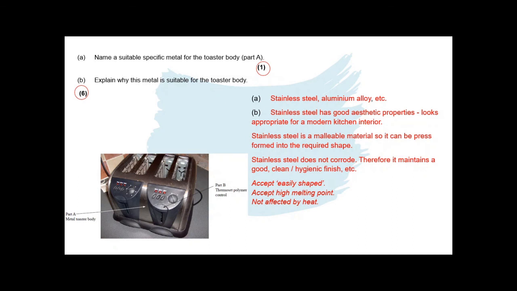Again, you probably could have said stainless steel. That's always a really good one for most things, and then aluminium alloy. Stainless steel has a good aesthetic look, so it looks nice in most modern kitchens. It's malleable, so it's really easy to press and form into shape. Stainless steel doesn't corrode, so it gives good hygiene. Again, stainless steel is coming up quite a lot, but it's a very good material and used quite a lot in industry.